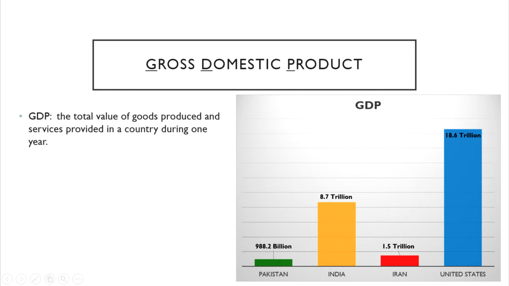In this graph representing GDP, we can see that the US has about 19 times more GDP than Pakistan, with Pakistan having the lowest GDP out of all 4 countries. This shows that Pakistan as a whole has less income, so to speak.